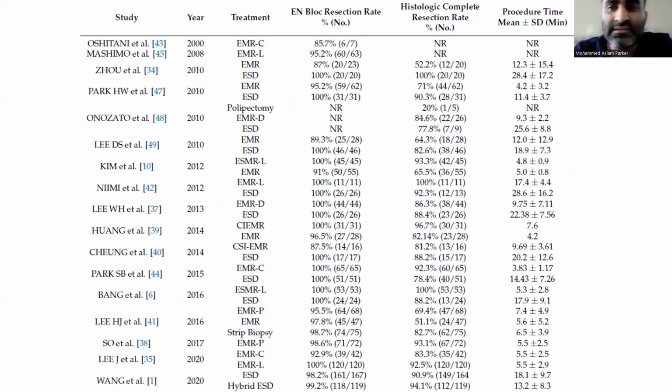So in terms of data, this table looks at all the different studies from the year 2000, looking at different modalities of taking off these NETs and comparing them. But just to summarize it, one can clearly see that polypectomy has the worst outcome in terms of resection. ESD has the best. EMR is inferior to ESD, and when using modified techniques, has a better rate of resection.